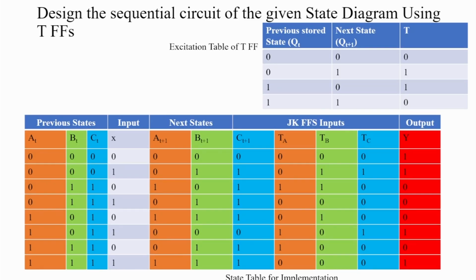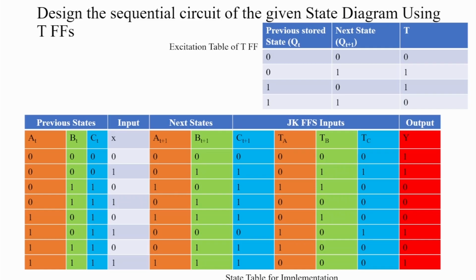Let us design a sequential circuit for a given state diagram using a T flip flop. Why do we use a T flip flop here? Because its excitation table is very easy. When the previous state and next state are the same, the input T is 0, and when the two states are different, the input T is 1.